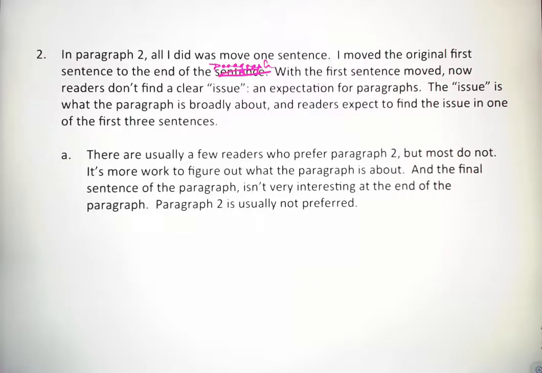There are usually a few readers who prefer paragraph 2, but most do not. It's more work to figure out what the paragraph is about. And the final sentence of the paragraph isn't very interesting at the end of that paragraph after the ideas that have been developed earlier. Paragraph 2 is usually not preferred.